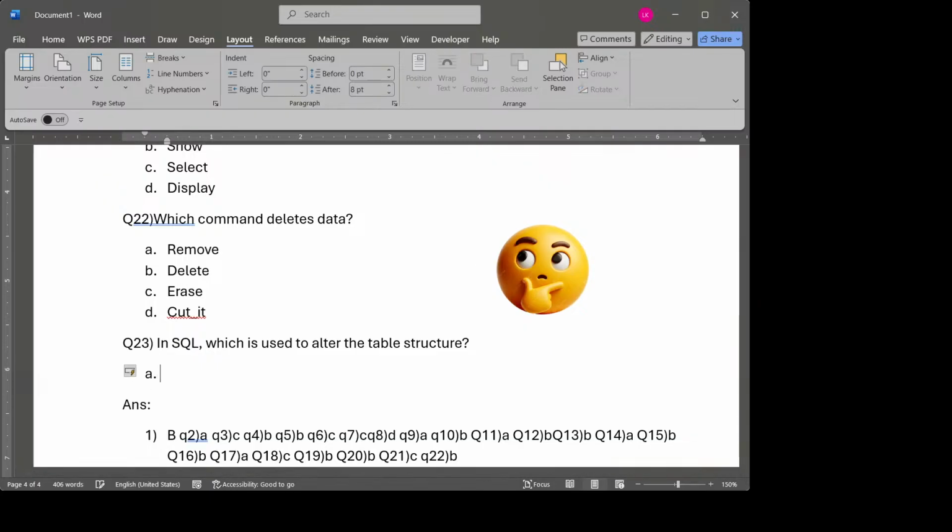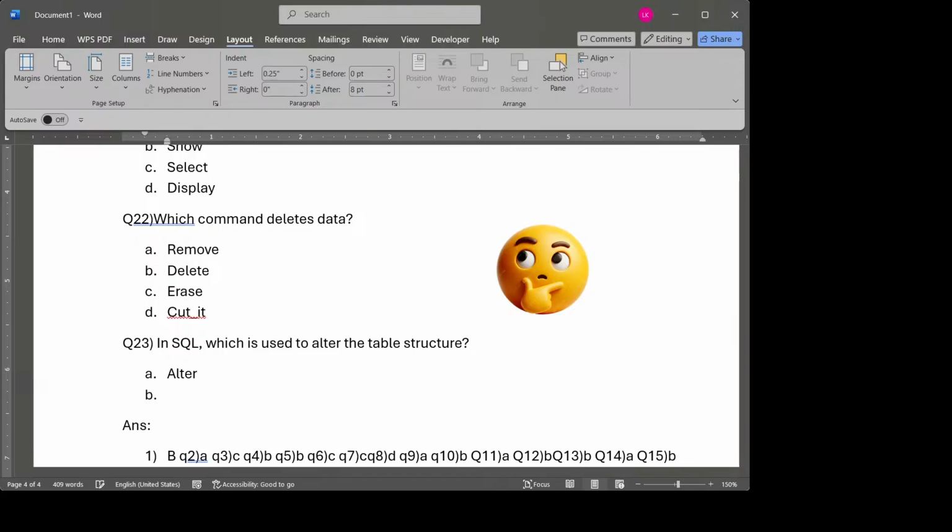First, alter, then change. Next, edit. So which one is the answer there?